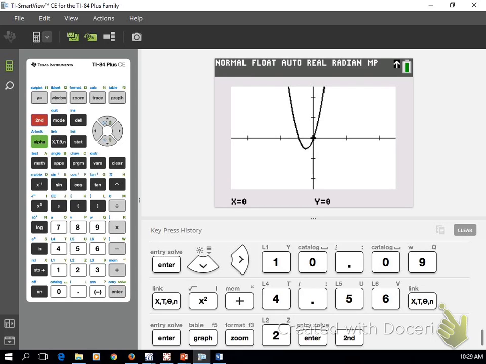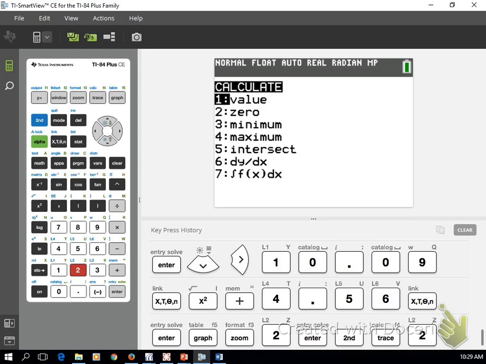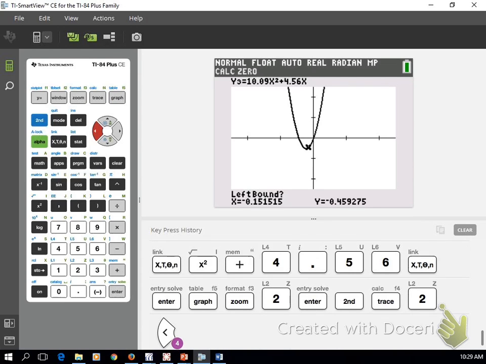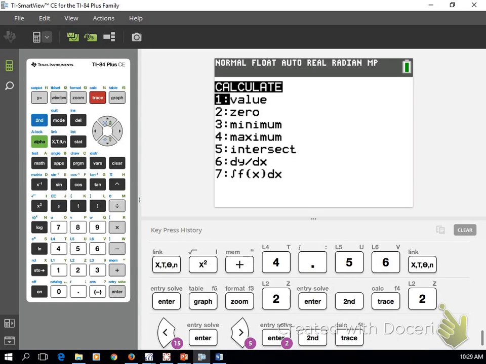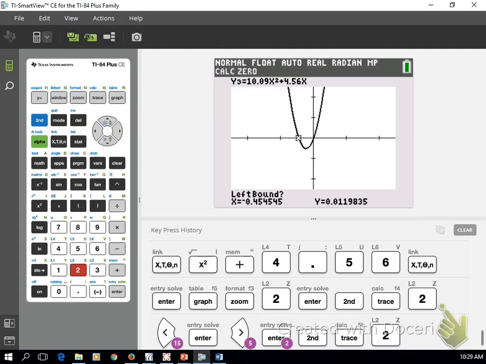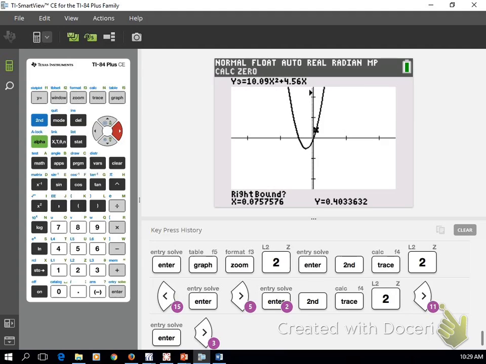So let's go second, calculate a 0. Arrow just to the left of what we think is the first 0, and then just to the right. Hit enter. And the solution is negative 0.45. And hit second, calculate. We're going to calculate a 0 just to the left of the next one, just to the right, and then hit enter, and the next 0 is at 0.